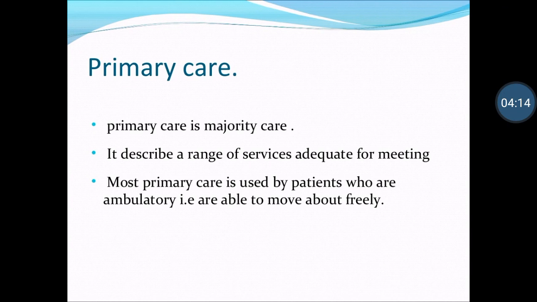Then primary care is the majority care, because a large number of patients require only primary care. Primary care describes a range of services adequate for meeting needs. Most primary care is used by patients who are ambulatory. Ambulatory means able to move about freely, so the patient can move freely and requires primary care. These are very moderate or mild diseases, so they require only a very limited type of medicine.